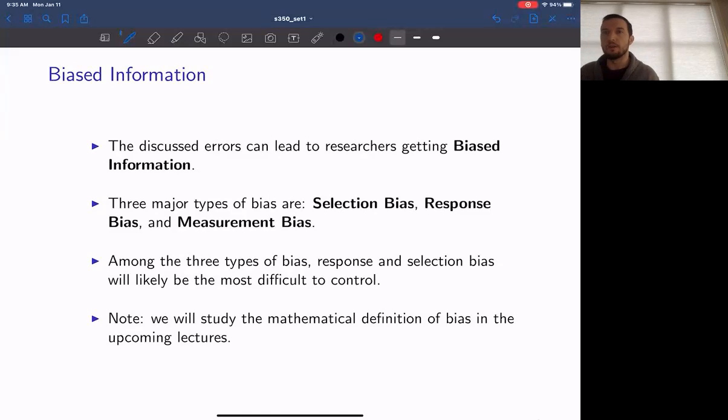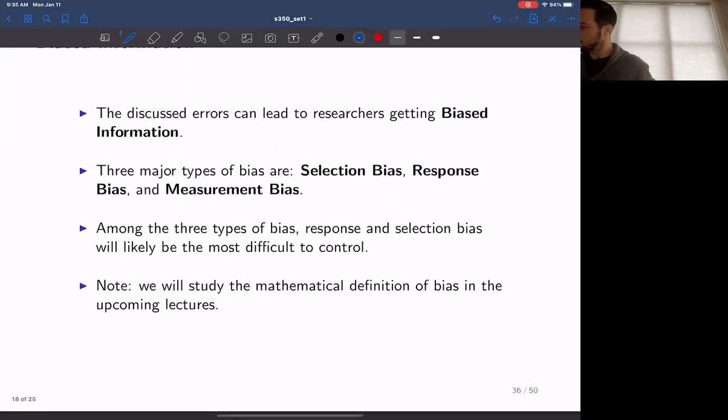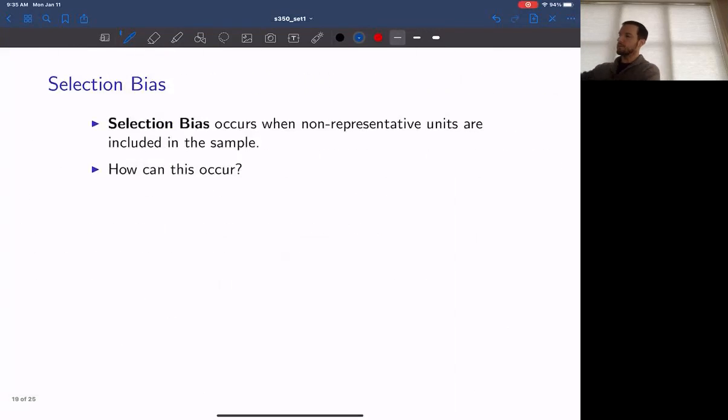And later on, we'll actually study mathematically what bias means in terms of the estimation process. Okay, so what is selection bias? Selection bias occurs when non-representative units are included in the sample. So what are some of the ways that this can occur? Well, we saw one of these examples earlier.